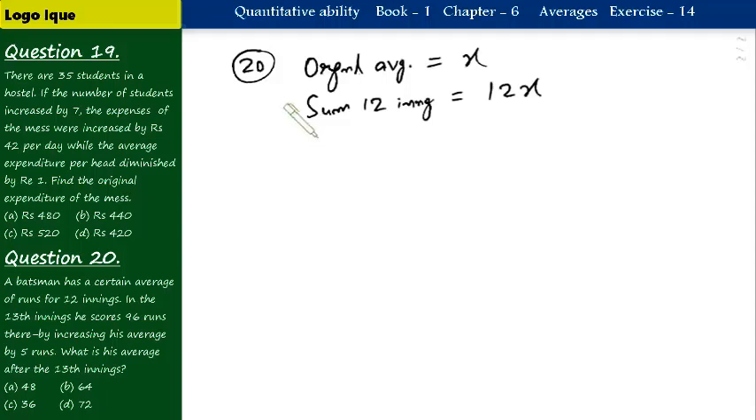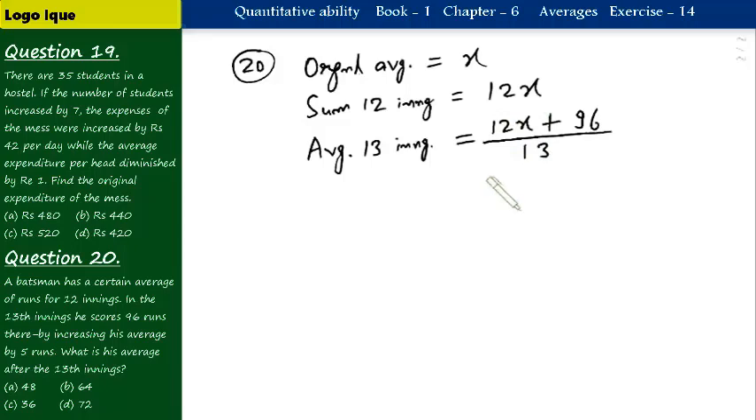And the average after 13th inning will be calculated as the total sum of 12 innings, which is 12x, plus the 13th inning, 96, divided by 13, and it is given that the average is increased by 5. So the new average should also be equal to x plus 5. I repeat, the average of 13 innings is the total sum of the first 12 innings plus the 13th inning score, that is 96, divided by 13. And this should also be equal to the original average plus 5 because it is given in the question.